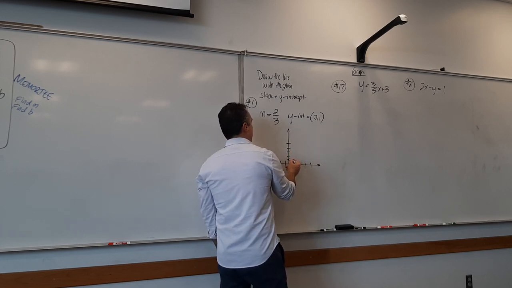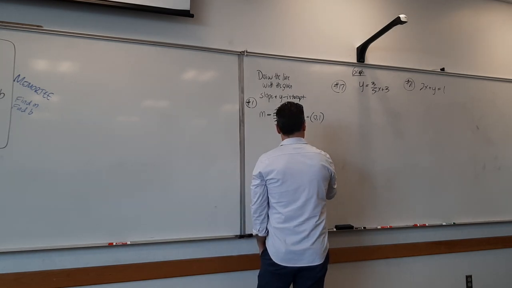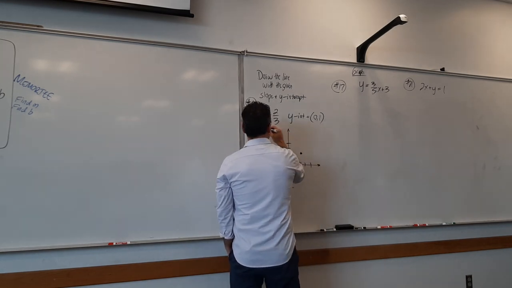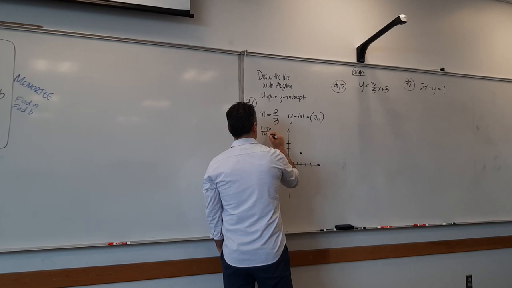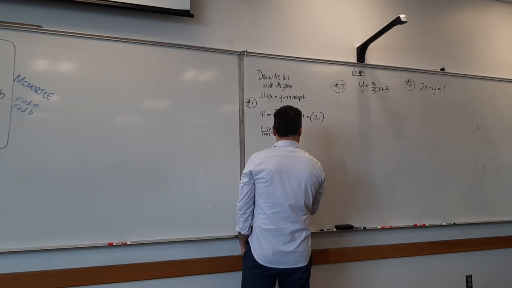And from here, we go up or down? Up. Two, and over three, right? And you gotta understand, again, rise over run, okay? Two over three, so we have up two over three. And we just connect these dots, right?